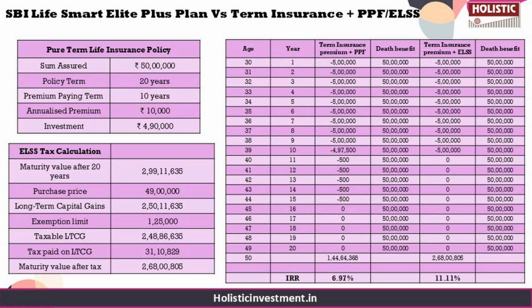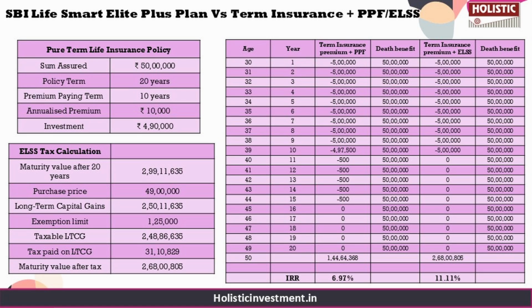The maximum annual limit is 1.5 lakh. Although the surplus exceeds the threshold, this is just for example purpose. So the estimated maturity value would be 1.44 crores with an IRR of 6.97%. This is higher than the 8% return scenario of the SBI plan despite PPF being a debt instrument.